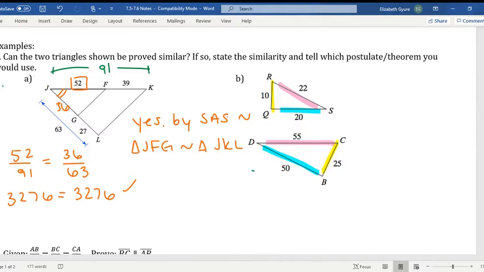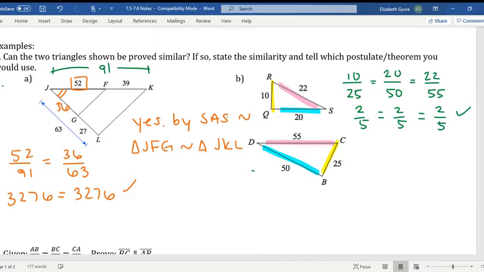So we could write our extended proportion, and we have to show that 10 to 25 is equivalent to 20 to 50 is equivalent to 22 to 55. Now these are nice numbers to reduce, right? I can easily reduce each of these fractions. This would be 2/5 equals 2/5 equals 2/5. That's pretty clear to see. And okay, I have equal ratios. This is definitely proportional.